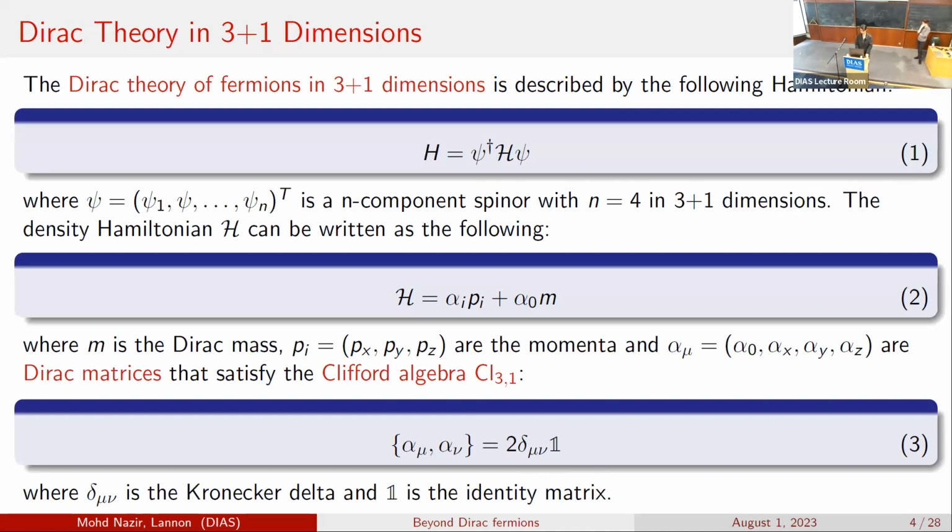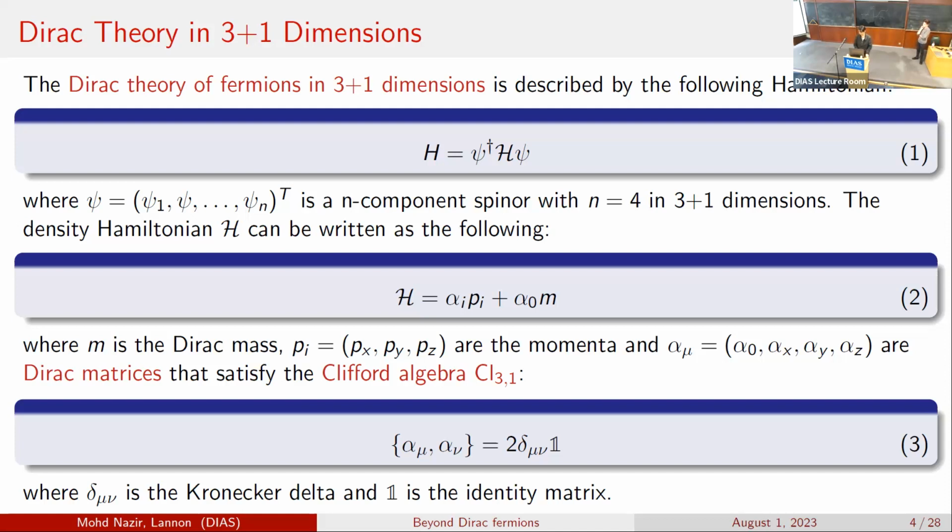The Dirac theory in 3+1 dimensions can be described by the following Hamiltonian, where psi is an n-component spinor, where n is equal to 4 in 3+1 dimensions. The Hamiltonian density can be written as the following, where m is just the mass of a Dirac fermion, pi are the components of the momenta, and alpha mu are matrices, which would be referred to as the Dirac matrices, that satisfy the following Clifford algebra, which is characterized by this anti-commutation relation, where delta mu nu is the Kronecker delta and I is the identity matrix.